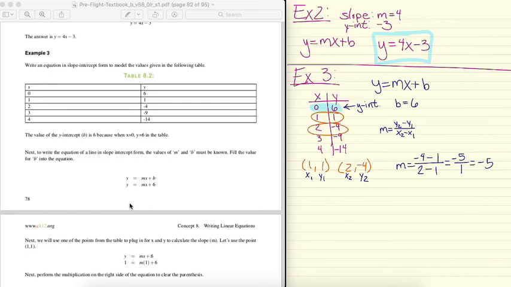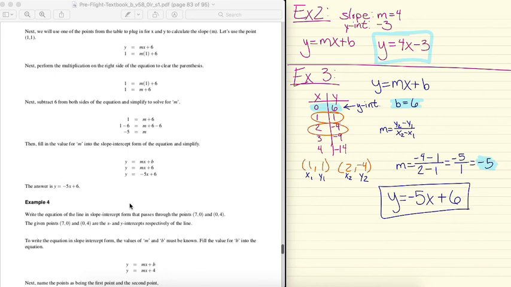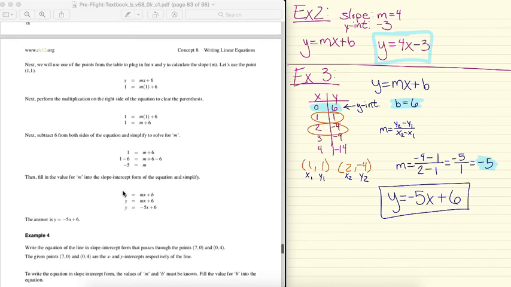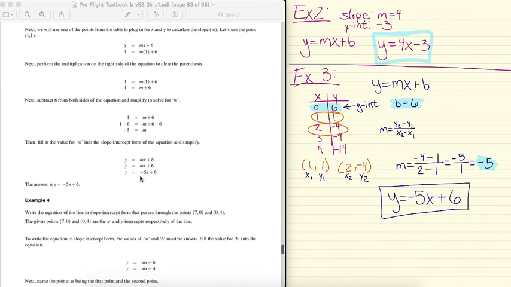I found my y-intercept from the table, which was 6. And I found my slope by pulling 2 points from the table, using the slope formula, and I got -5. Putting those pieces together, I get the equation y equals -5x plus 6. And you can see here that the textbook actually even did it a little bit different than I did as well. And so their method is just as good if you want to see another way of approaching the problem.